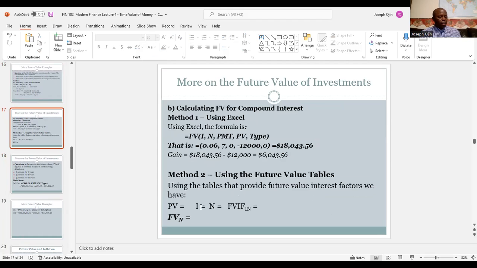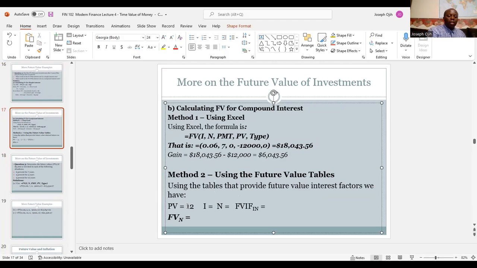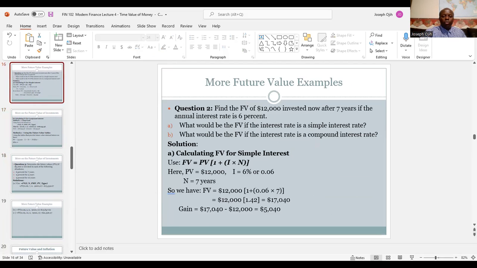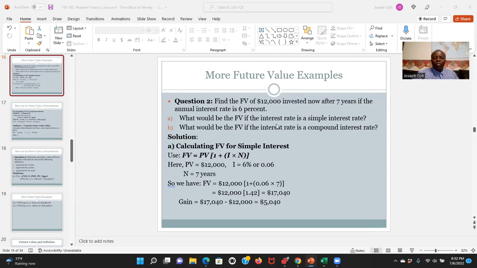Yeah, the way we do it is, remember, it is the same problem. The present value amount invested was $12,000, as you can see from the original question. It was invested for 7 years, if the annual interest rate is 6%. Let us do the compound interest part of it.